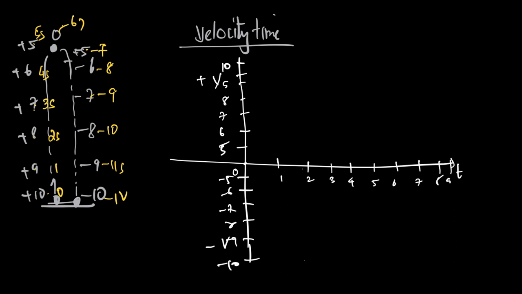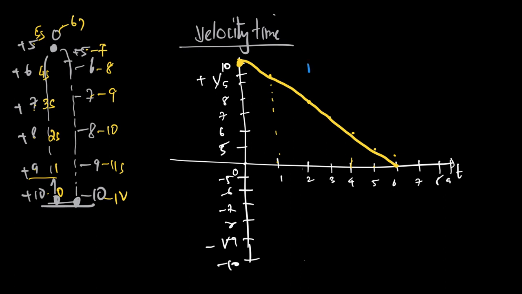So what is the first point? 0, comma 10. Second point is 1, comma 9. So at 1 seconds, the velocity is 9. Then it is 2, comma 8. 3, comma 7. Like this, like this, like this. And eventually it is at 0, right? So this is the graph you obtain.